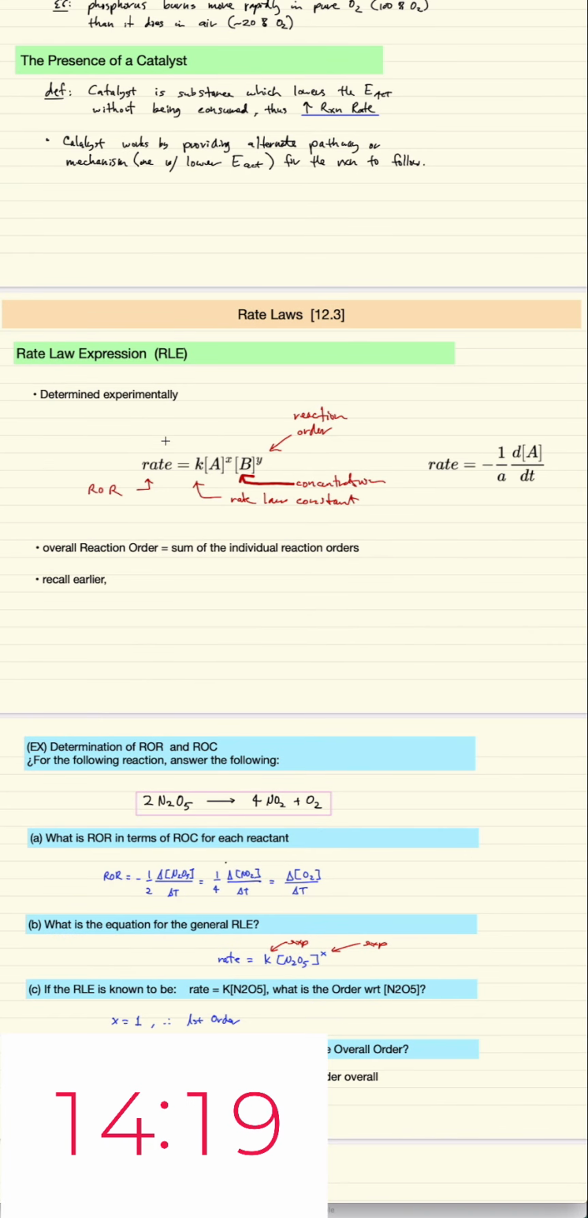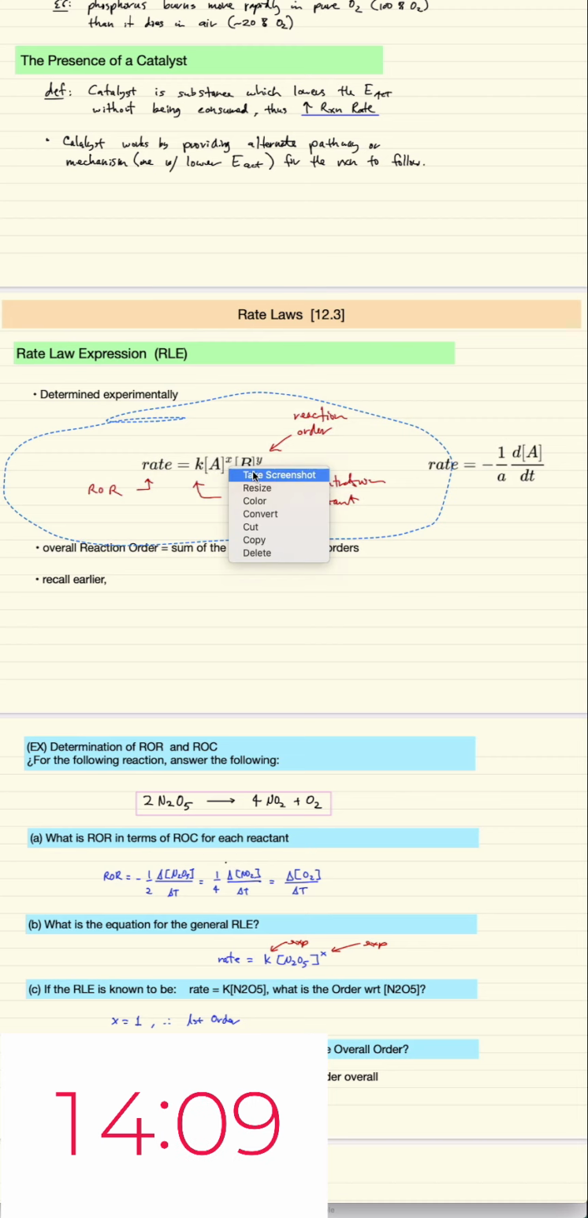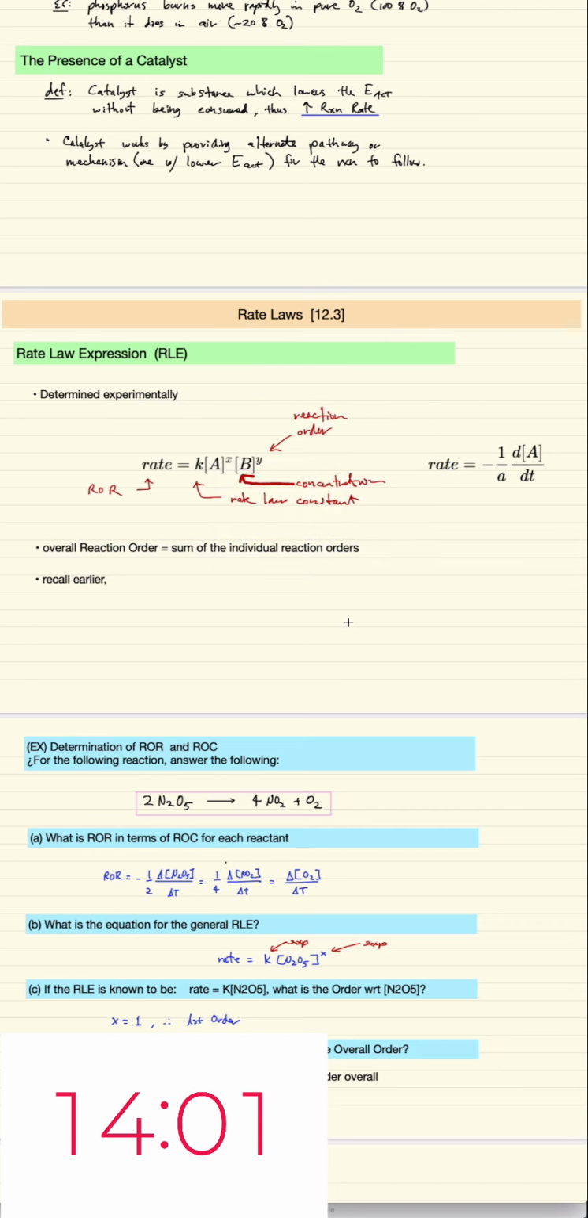And so this is the general rate law expression. Rate is equal to some constant times the concentration of one of your reactants to the x power, times the concentration of your second reactant to the y power. If you had a third one, it'd be the concentration of C to the z power, and so on. A and B represent the reactants, and X and Y are arbitrary superscripts called the reaction order.